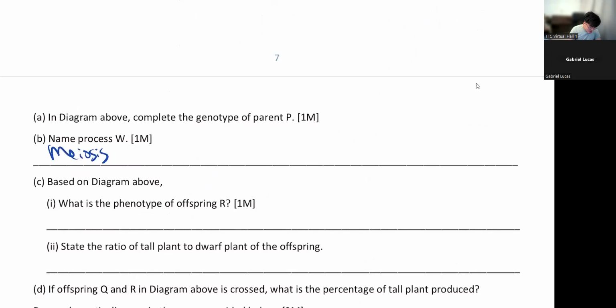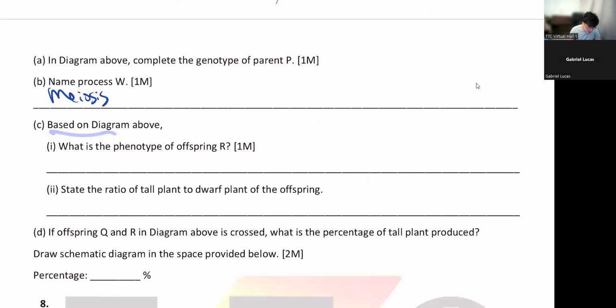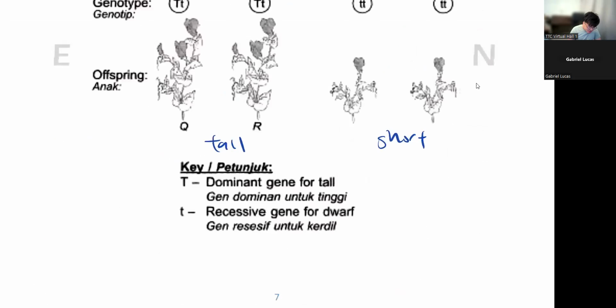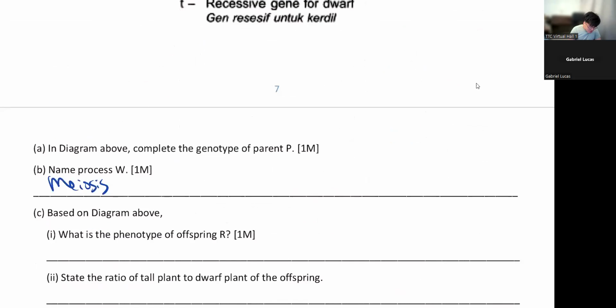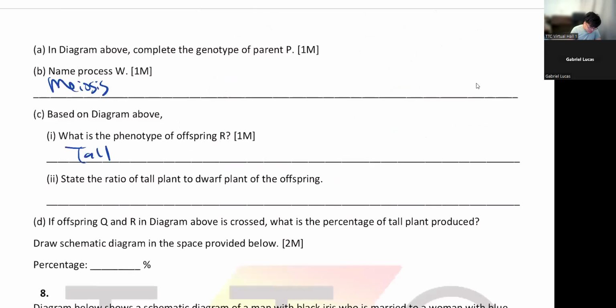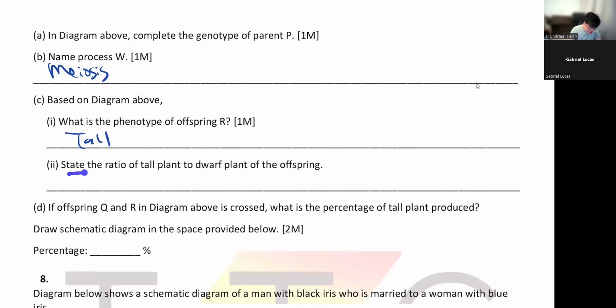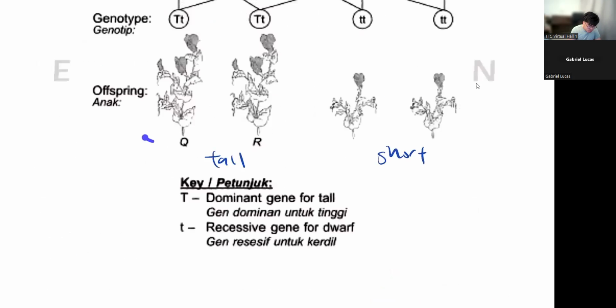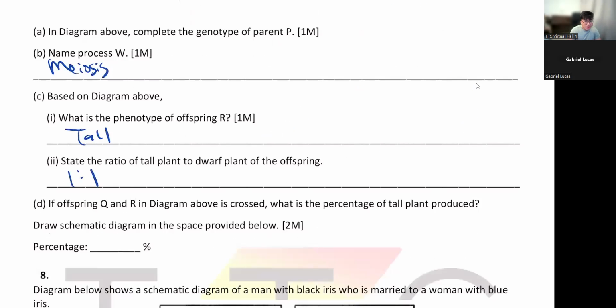Okay. And then C, based on your diagram above, what is the phenotype of offspring R? What is the phenotype here? You see what you see. So this is being tall. Okay, so this is tall. So state the ratio of tall plant to dwarf plant of the offspring. As you can see here, 2 tall and 2 short. So this is obviously 1 to 1. Okay, don't say 2 to 2. Please learn how to simplify your ratio. It's 1 to 1.